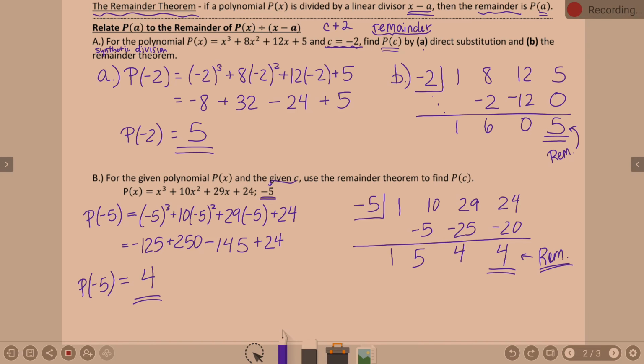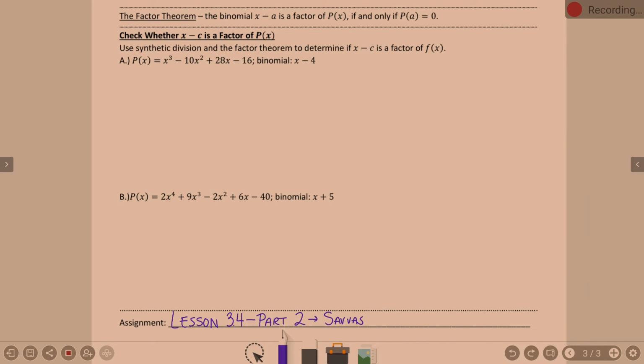Now, we have one more topic here. Along with the remainder theorem, we usually talk about the factor theorem. So the remainder theorem, we find out whether or not there's a remainder. If there's a remainder, we know that it doesn't divide evenly, so this is not one of the factors of this problem. If there's a remainder of 0, which we've had happen, then it does factor, and you're being given one of the factors.